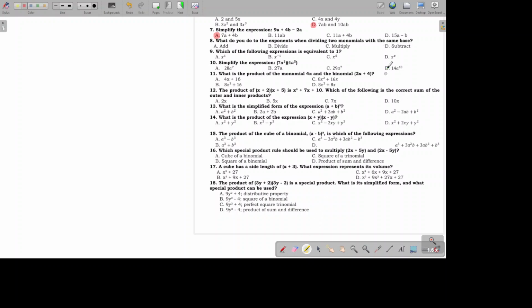Diba, kabaligtaran siya ng multiplication. Sa multiplication, ina-add natin yung exponents pag nagmo-multiply. Pag nag-divide naman, we subtract the exponents.